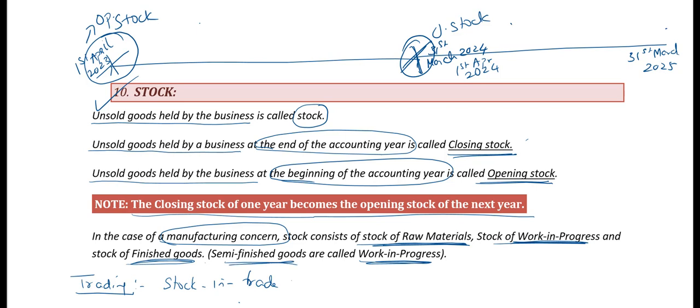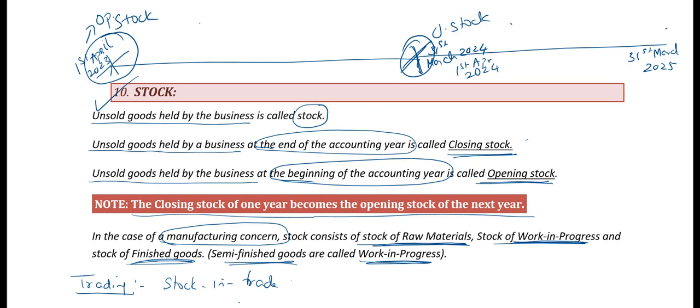For example, in the case of a footwear manufacturing concern, the leather will be the stock of raw materials. Stock of leather will be called stock of raw materials. Semi-finished shoes will be called stock of work in progress, and completed shoes, shoes finished manufacturing, that is called stock of finished goods.